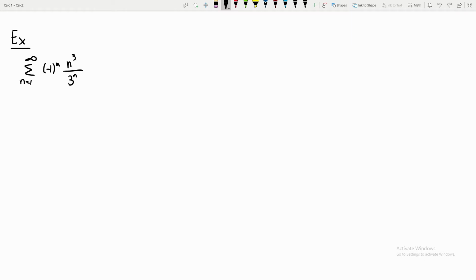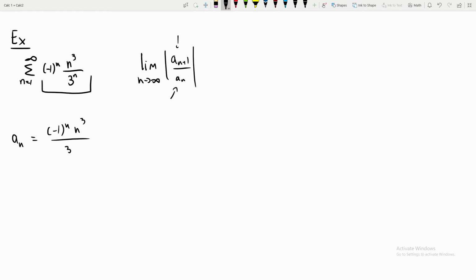So let's look at it. The ratio test requires us to take the limit as n approaches infinity of a of n plus 1 over a of n. And in this case, we need to find two things. What is a of n and what is a of n plus 1? So a of n is simply just going to be this term right here: minus 1 to the power of n times n cubed over 3 to the n.